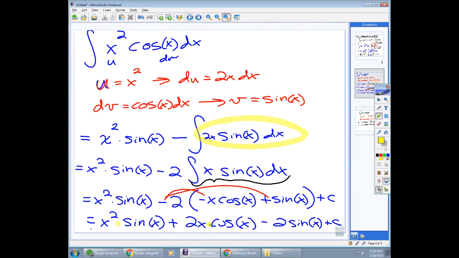How many times did we have to apply integration by parts? Twice. Yeah, they're directly related. So integration by parts is the reverse of the product rule, sorry.